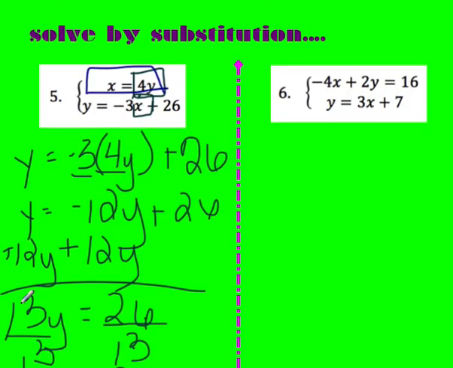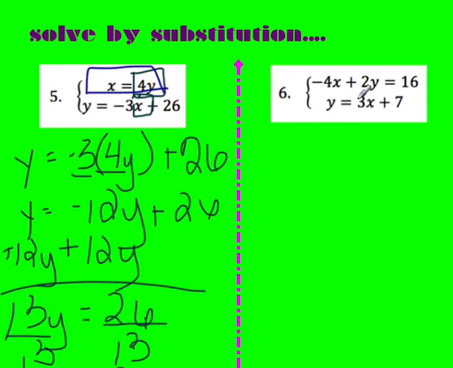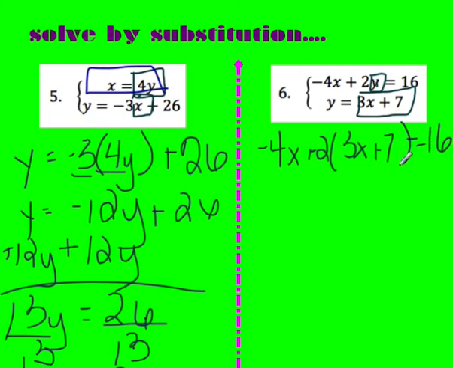Let's take a look at number 6. So I notice in that second equation that it's already solved for y. So y is equal to 3x plus 7. So where I see y in that top equation, I'm going to take y out completely, and I'm going to put 3x plus 7 in instead. So I get negative 4x plus 2 times the quantity 3x plus 7 is equal to 16.